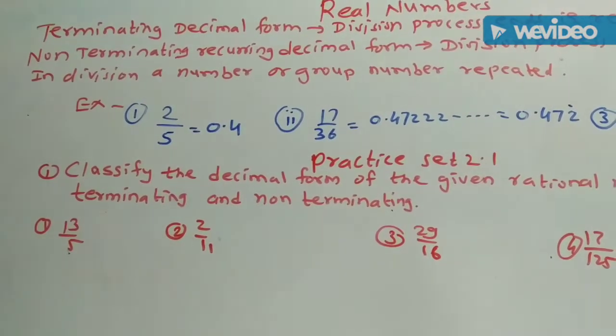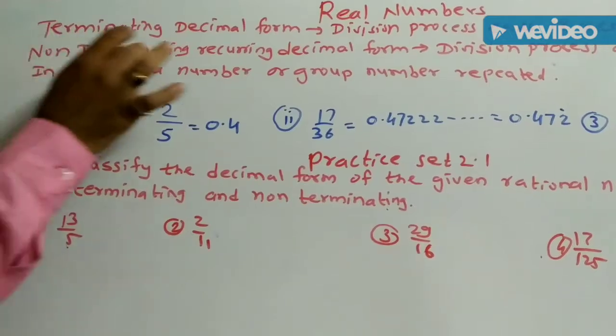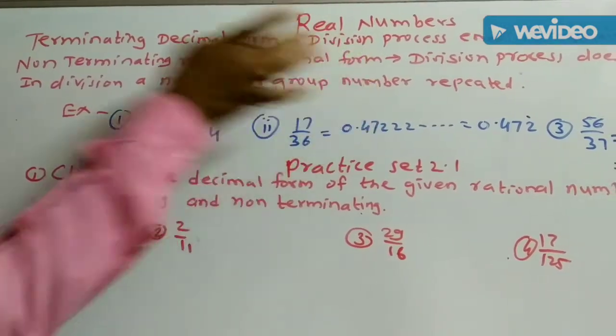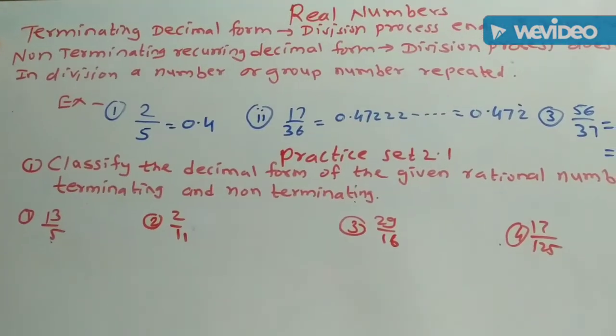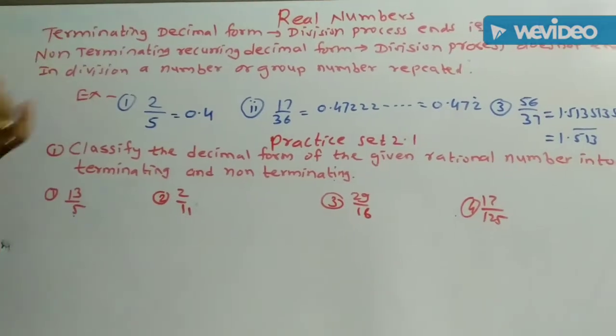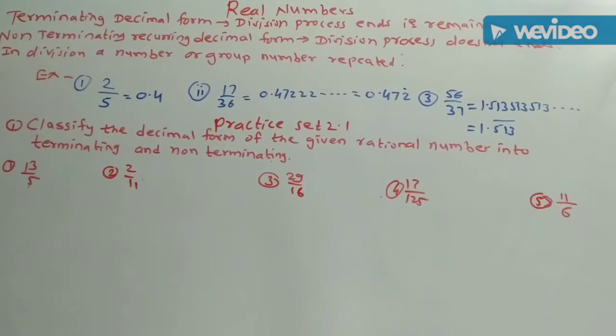Now we will see the next topic, terminating decimal form and non-terminating recurring decimal form, which we see in class 8.